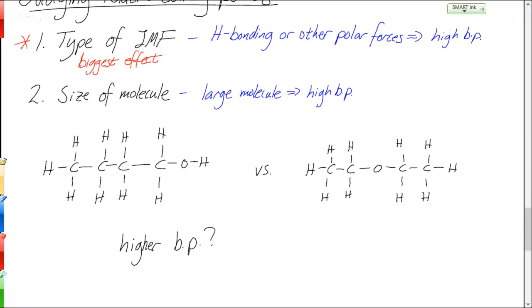So for this one, talk in your groups. Talk in your groups and decide which one has the higher one, and more importantly, why? What's the reason for that? And I'll ask a couple of groups for what you said.